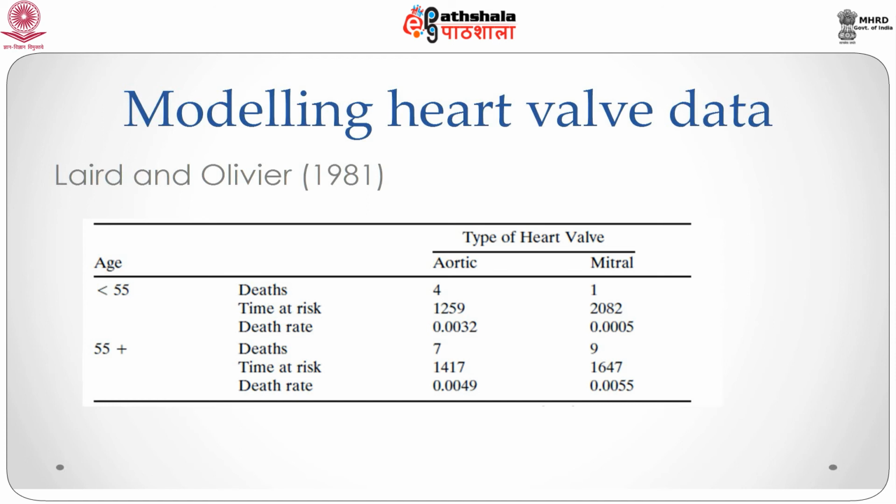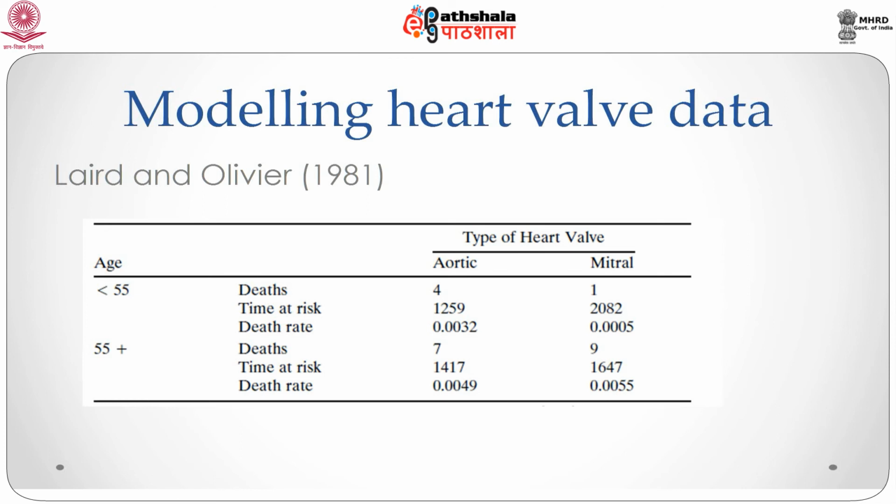So in this table, we see the number of deaths during the follow-up period by valve type and age. So this is like the first layer of a three-way contingency table that classifies valve type, age, and whether or not the person died.